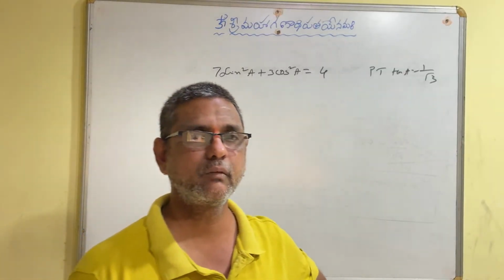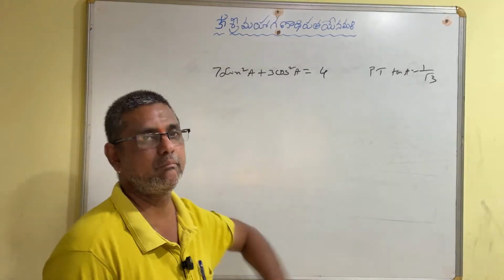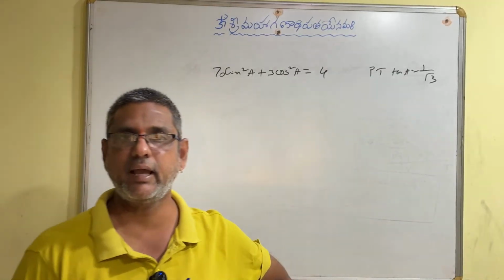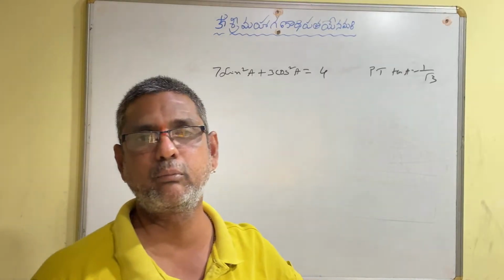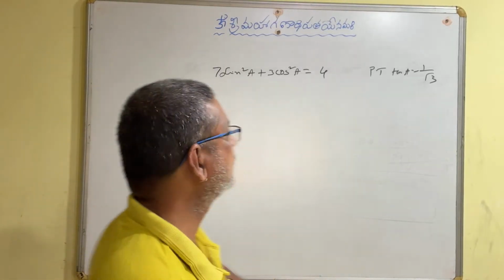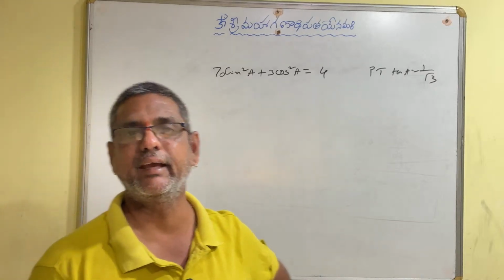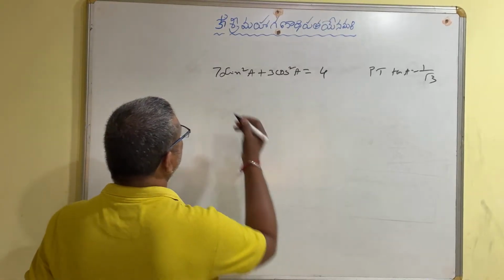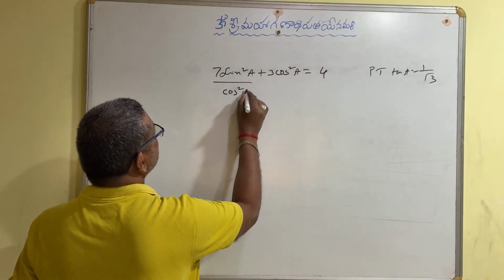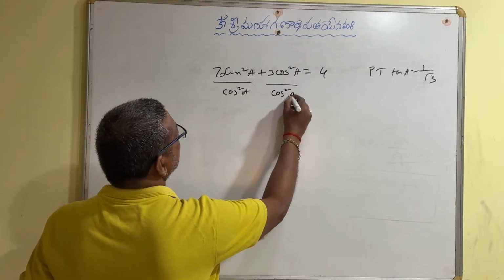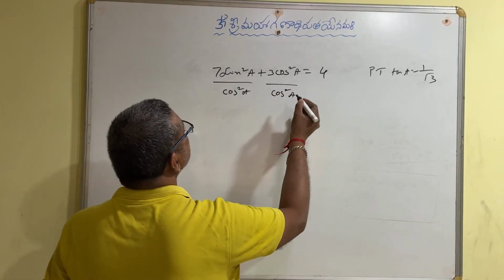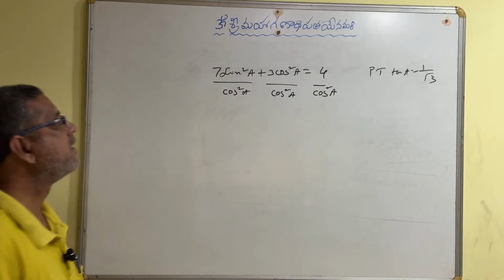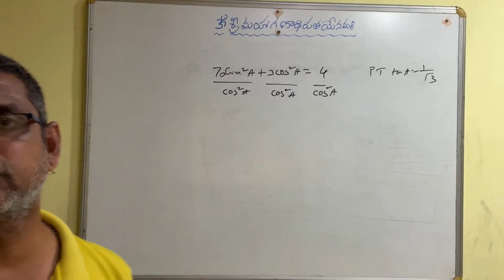Once again, the problem is given in sin square a and cos square a, but the answer is in tan a. Tan a is equal to 1 by root 3, we have to prove that. That means we need to convert this equation in terms of tan a. So in order to convert into tan a, we have to divide throughout the equation with cos square a.